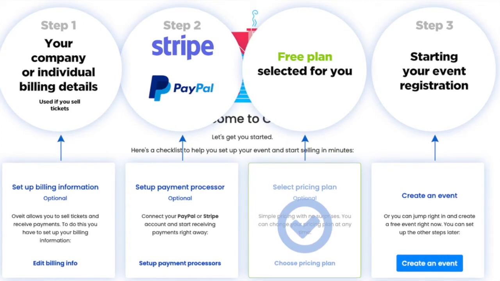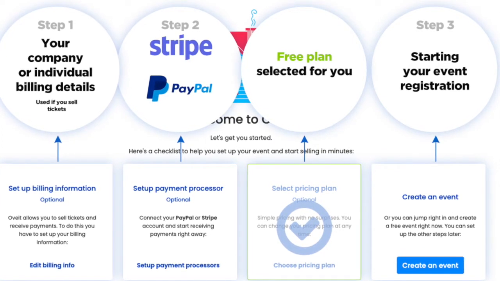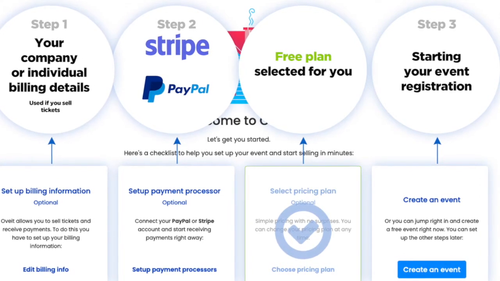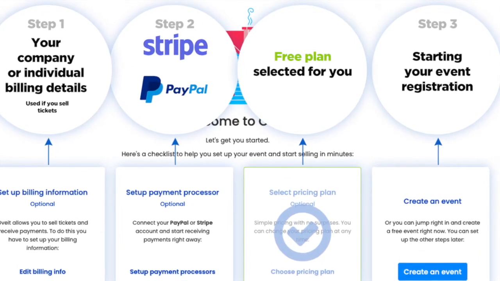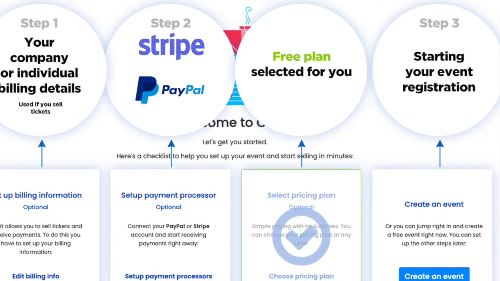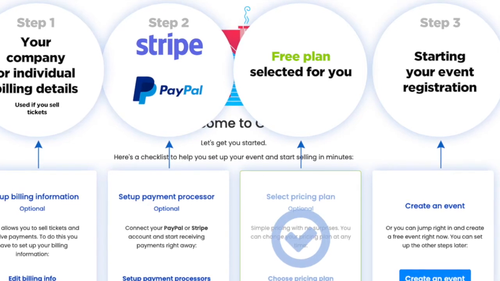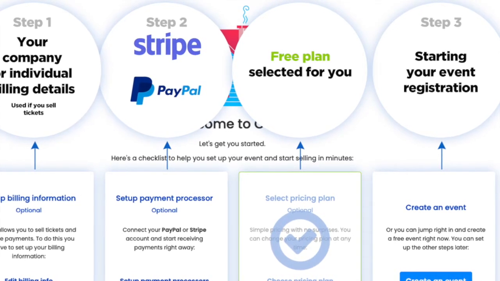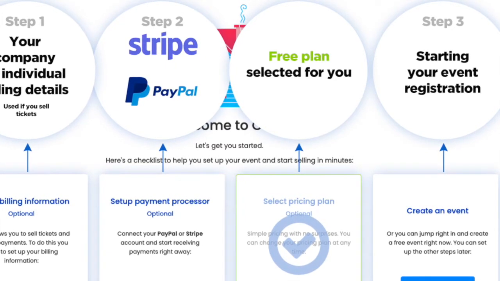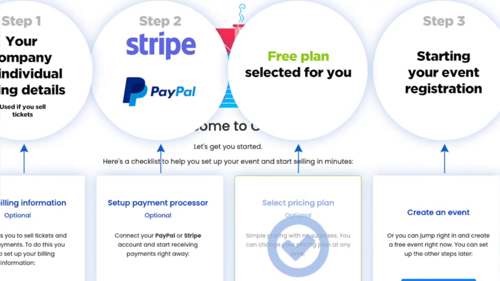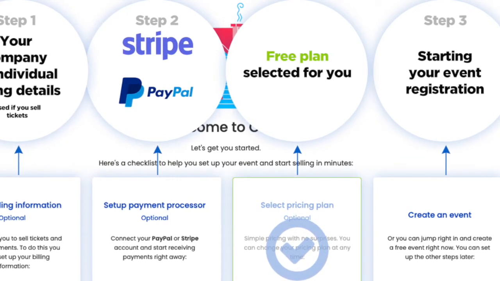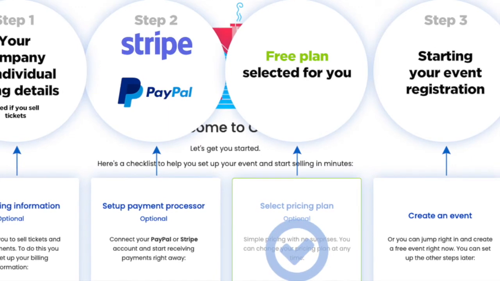As you notice in this screen, there's a 4th step as well. This is the select pricing plan. By default, Oveit automatically registers you with a free event registration plan, which allows you to register up to 300 visitors per event on an unlimited number of events, free of any Oveit charge. That's free of any Oveit charge. If you receive payments, you will be charged the commission by PayPal or Stripe.